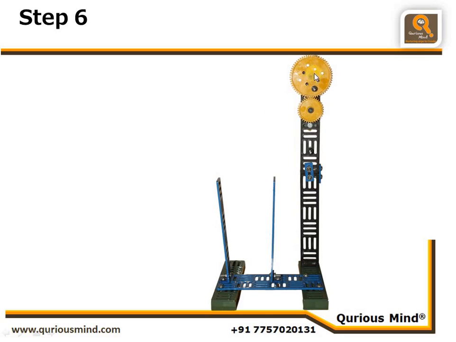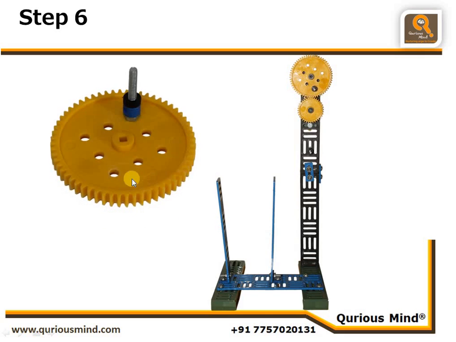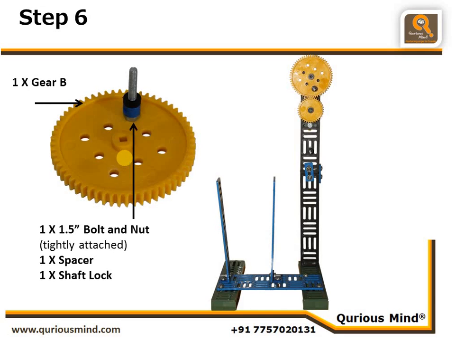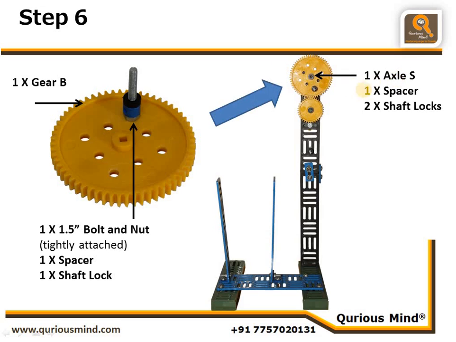Here, let's first create this gear assembly. For that, what we need is one big gear and 1.5-inch bolt and nut tightly secured to the big gear. And on top of that, we are going to place one spacer and one shaft lock to create some space. Now this part is connected here using axle, and that axle has one spacer behind this big gear and one shaft lock in front and one shaft lock from the back of the L plate to secure this gear at place. Now where that axle is going through, it's going through the hole which we created in our last step.